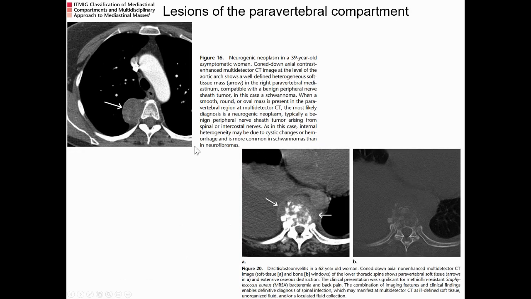And then the paravertebral component, you can see on the right hand side, highlighted by this white arrow, neurogenic neoplasm, which sits next to this vertebral body. And on the lower right images, you can see bony destruction and the soft tissue mass surrounding it. This was cystitis or osteomyelitis in a 62-year-old female.